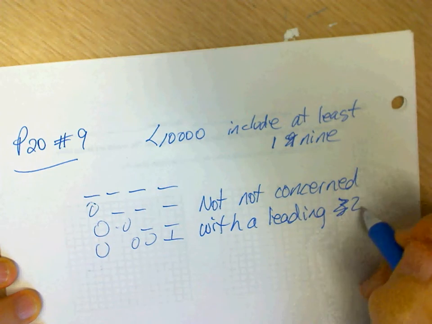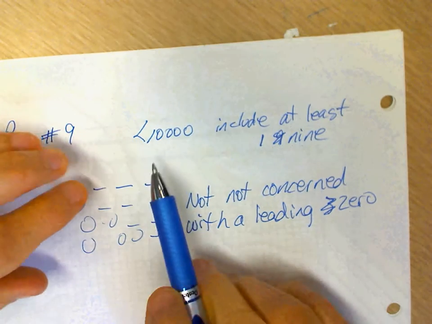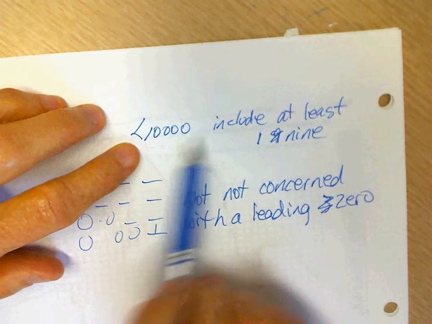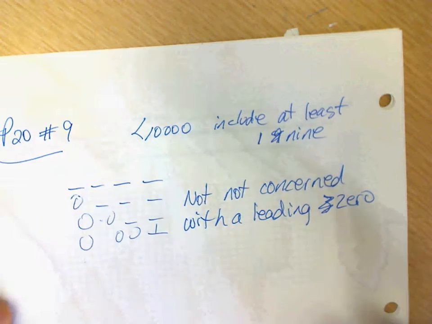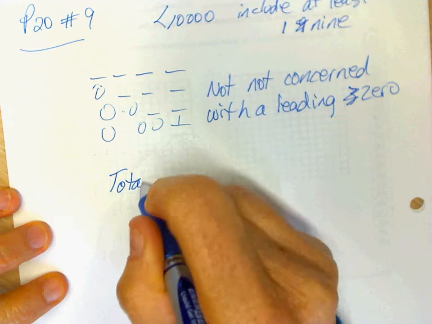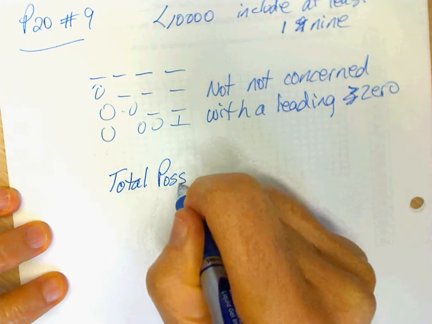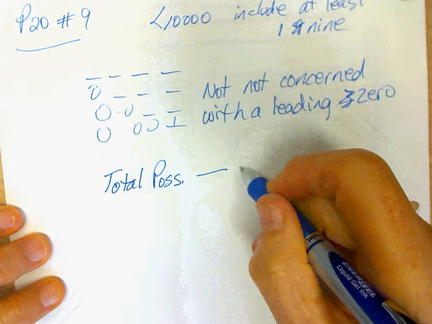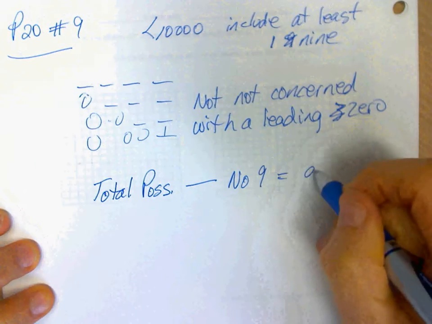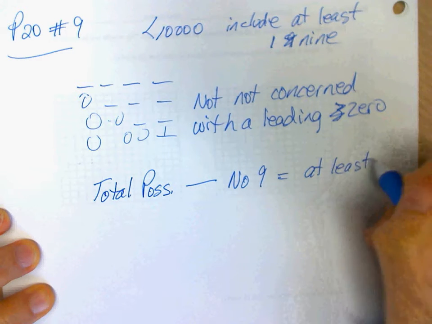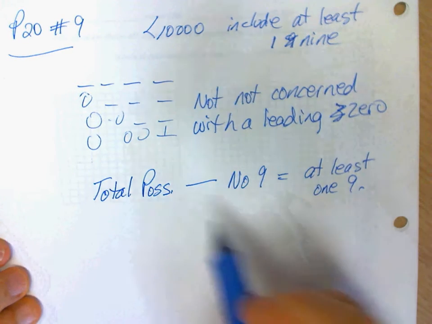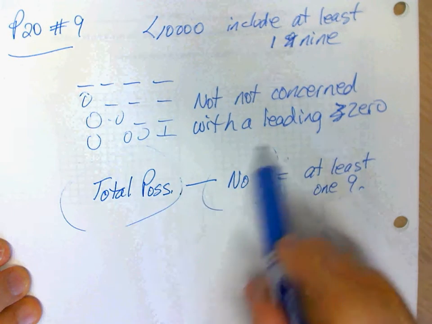And that's because it's not saying how many 4-digit numbers are there. They're just saying how many numbers less than 10,000 are there. So the easiest way to do this is to go total possibilities, subtract all possibilities where there's no 9, and you'll have at least one 9.